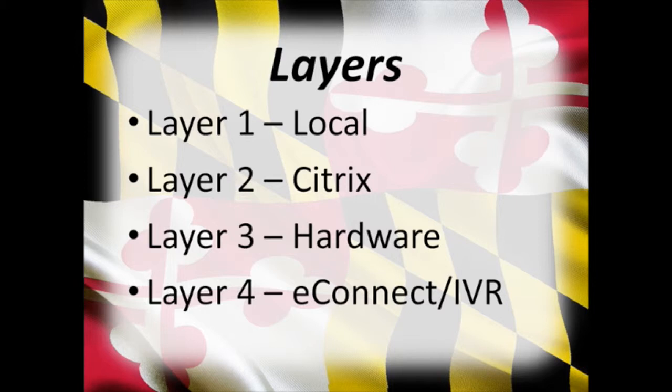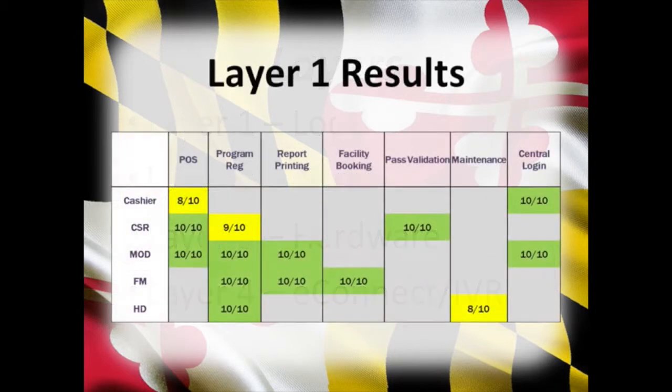And then after that, we added another layer just because we realized we needed to test eConnect and IVR and make sure that worked the same. So we went through all those, and at each layer, we tallied up the results. Here's an example for layer 1.